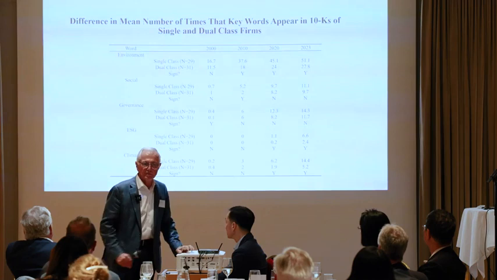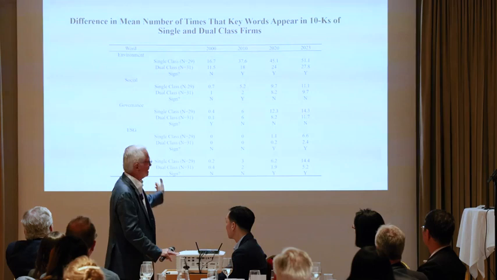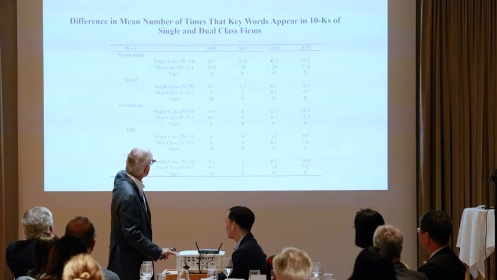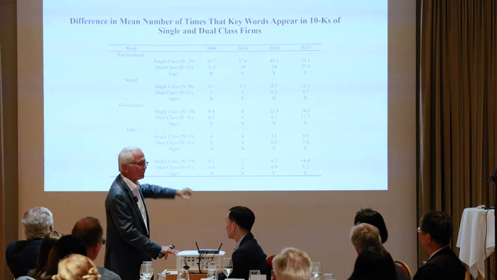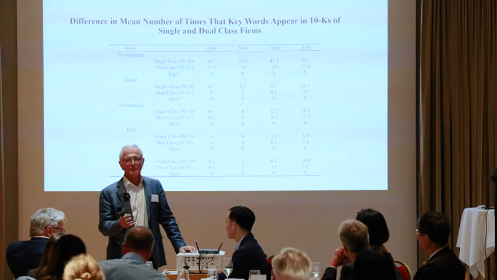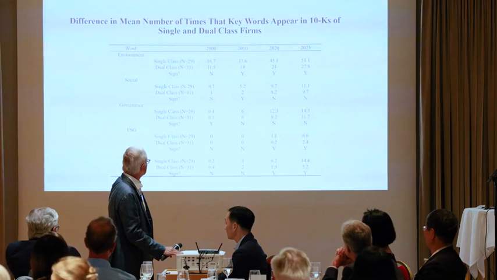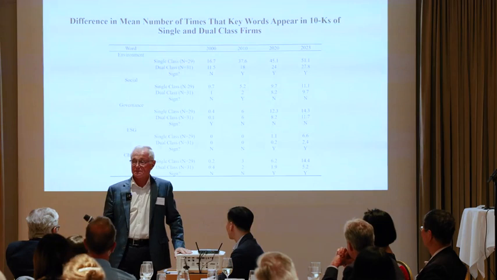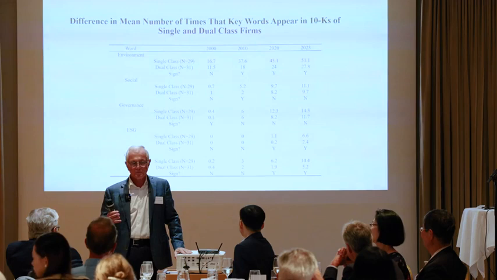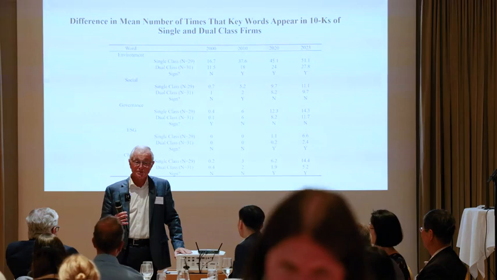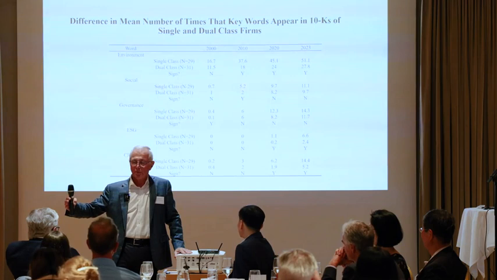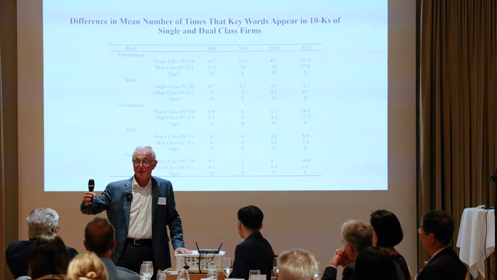So both were going up, but two things. One is that the single class was going up more rapidly than the dual class. The other is, if you look at the significance column, in 2000, before all this started, there was no significant difference in the use of the word environment across the two kinds of firms. But across the board after that, the dual class firms referred to the word environment significantly less than the single class firms. That is not only contrary to the amenity value of control, but it also suggests that if firms are insulated from the market for corporate control, and maybe the influence of the BlackRocks and so forth, they don't use these words as much.